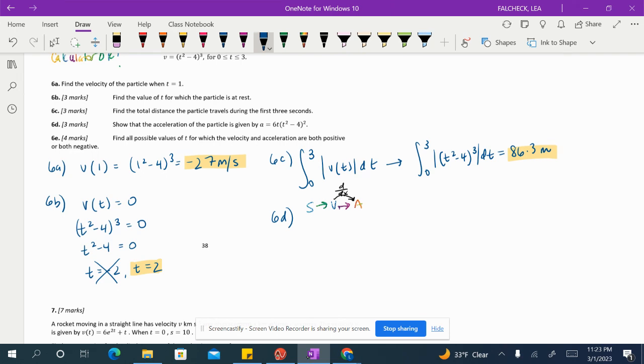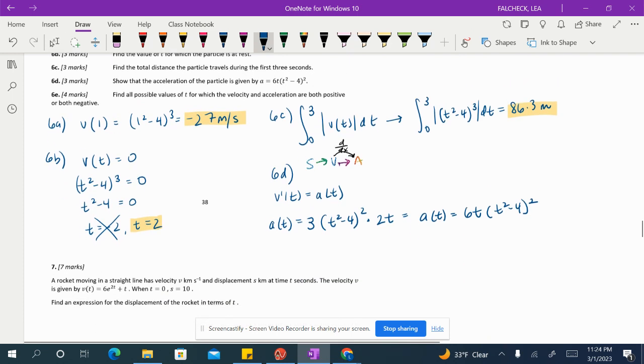So to take the derivative of the velocity, what we're going to have to do here is a simple chain rule. So we would have that 3 coming down out front. We're going to keep the inside as it was, reduce the power by 1, and then multiply it by the derivative of the inside. So my acceleration function now becomes 6t times (t squared minus 4) squared. All right, and then 6e.